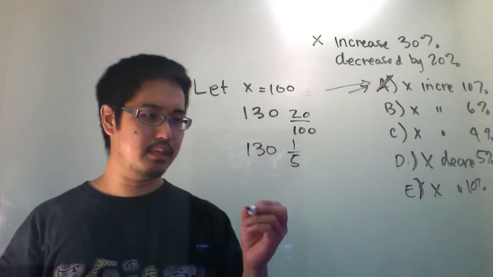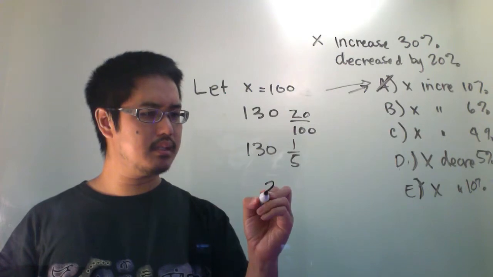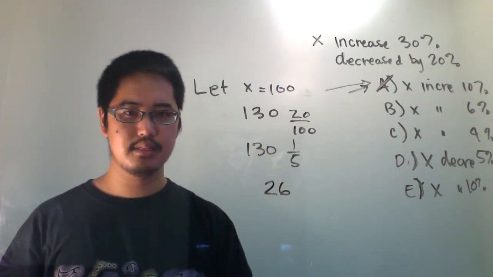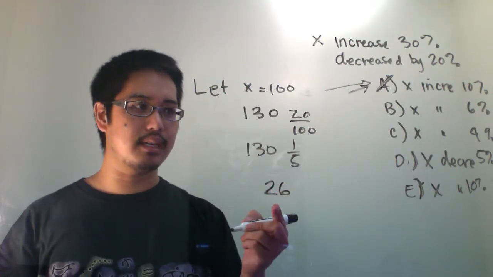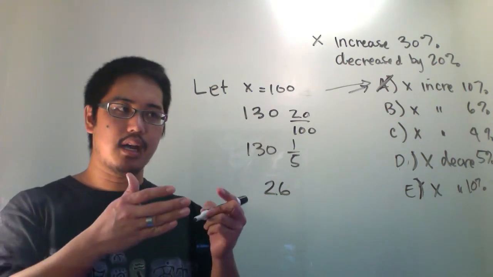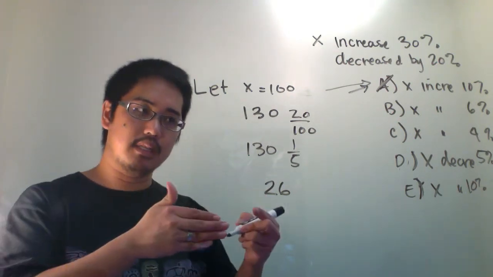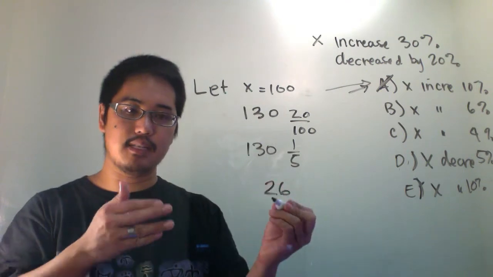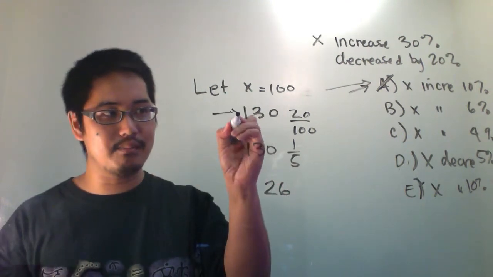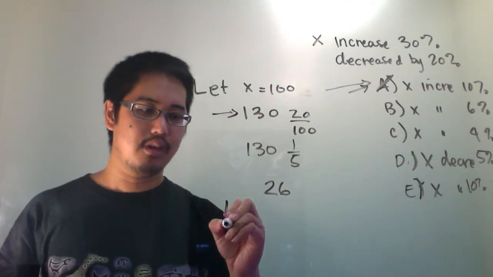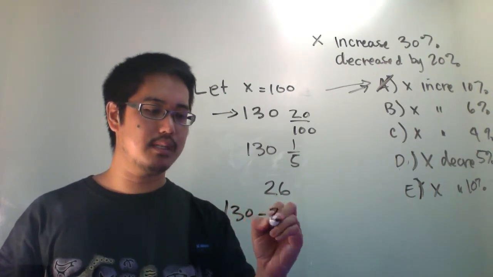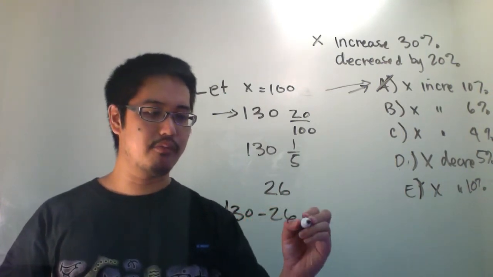All right, well that would be 26, I think? Yeah, 26. So my answer is not 26. My answer is I'm decreasing this by 20%. So 20% is 26, so I want to decrease this number by 26. So I have 130 minus 26, which is 104.